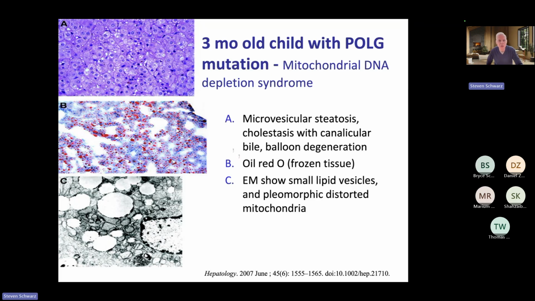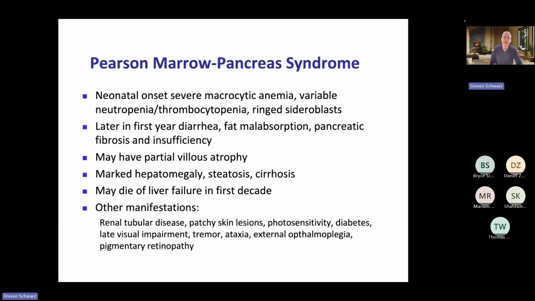The Pearson marrow pancreas syndrome, again, these are patients that have blood cell dyscrasias with macrocytic anemia, neutropenia, thrombocytopenia. They develop signs of pancreatic insufficiency during the first year of life. They also have marked hepatomegaly. They may die of liver failure in the first decade of life, and they will have, again, a variety of phenotypic problems. This is the Pearson marrow pancreas syndrome. Again, it's one of these pancreatic insufficiency syndromes you need to know something about.